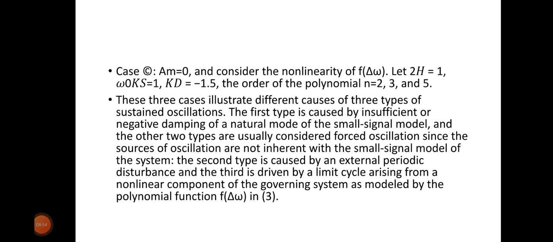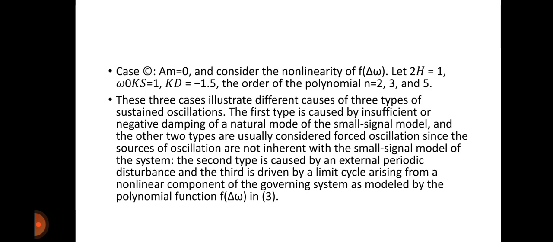In case C, Am is equal to 0 and we consider the non-linearity of F(delta omega). Let 2H be equal to 1, omega naught Ks equal to 1, Kd equal to minus 1.5, and the polynomial order n equal to 2, 3 and 5. So these three cases illustrate three types of sustained oscillations.